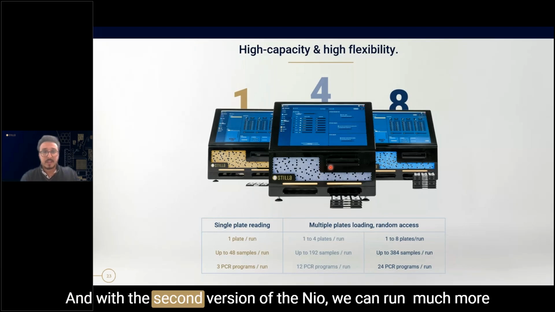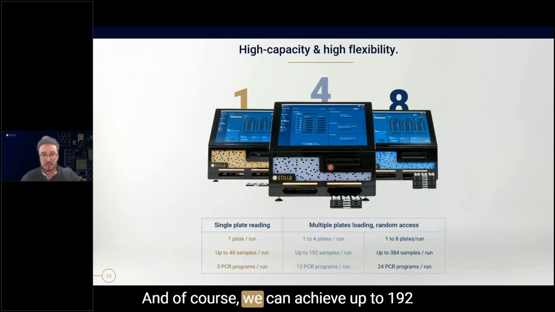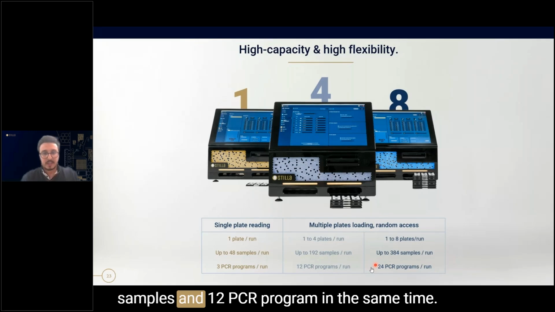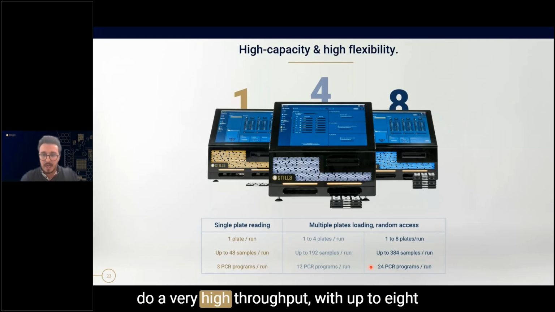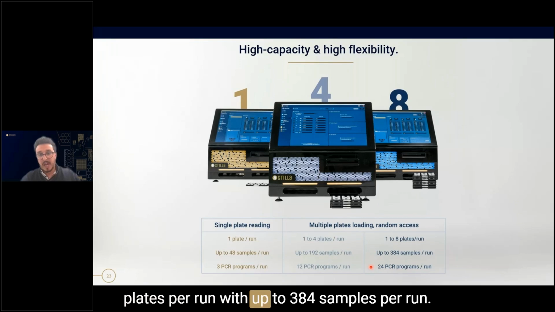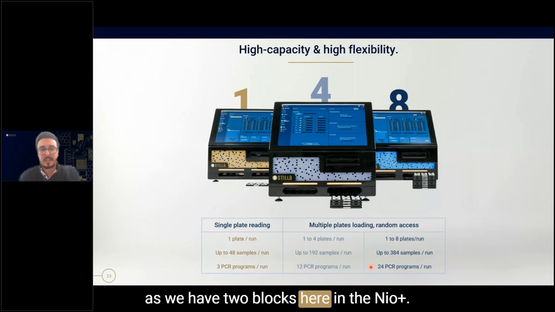And with the second version of the NIO, we can run much higher throughput as we have 4 spaces for up to 4 plates. And of course, we can achieve up to 192 samples and 12 PCR programs at the same time. And then for the last one, the NIO Plus, we can do very high throughput with up to 8 plates per run, with up to 384 samples per run, and of course multiple PCR programs as we have 2 blocks here in the NIO Plus.